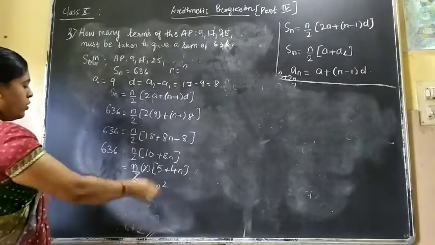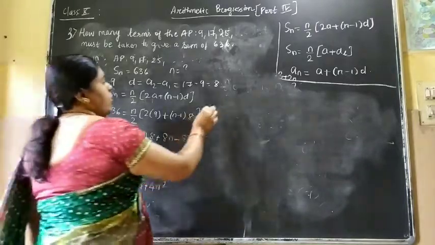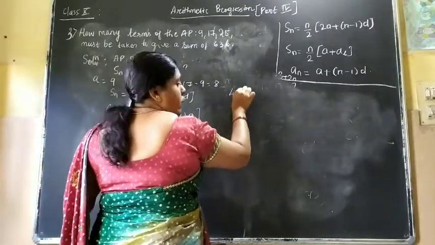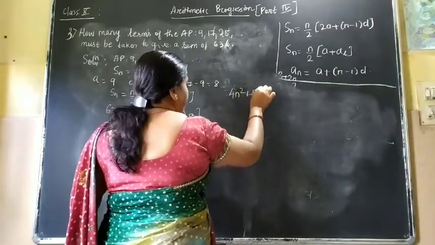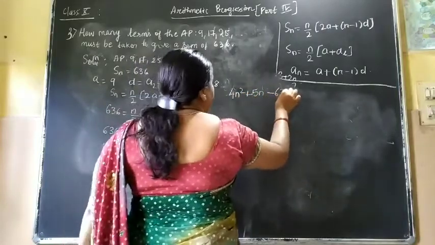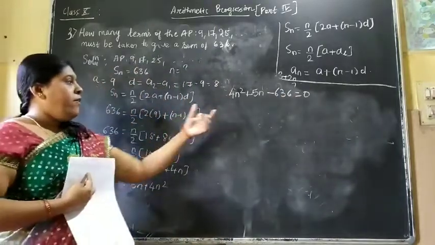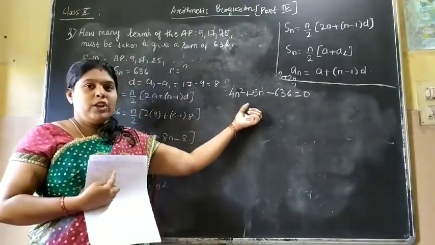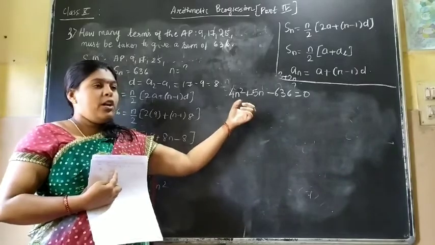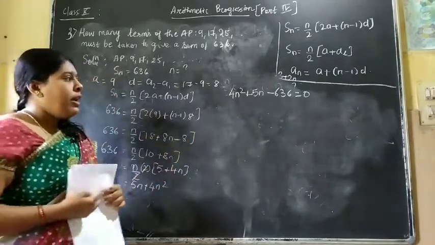Now take everything together on one side. You are going to obtain 4n square plus 5n minus 636 equal to 0. See here, now we have got a quadratic equation. So in order to solve the quadratic equation, find the roots.